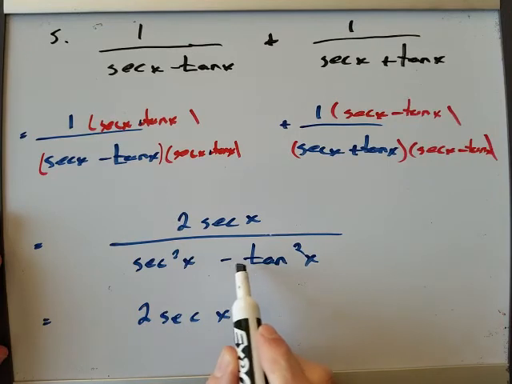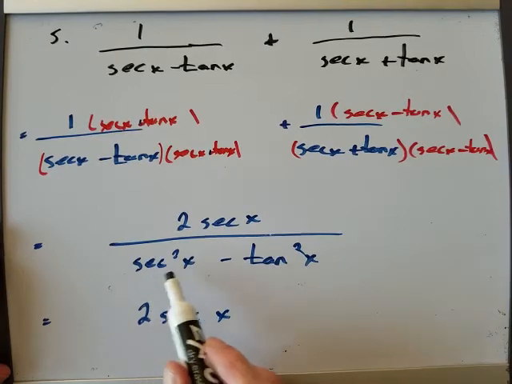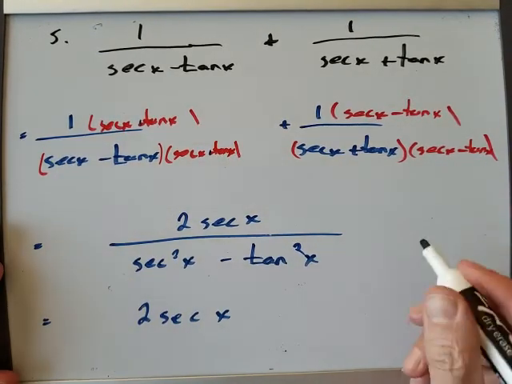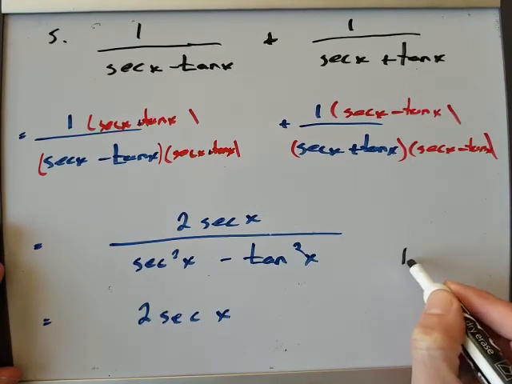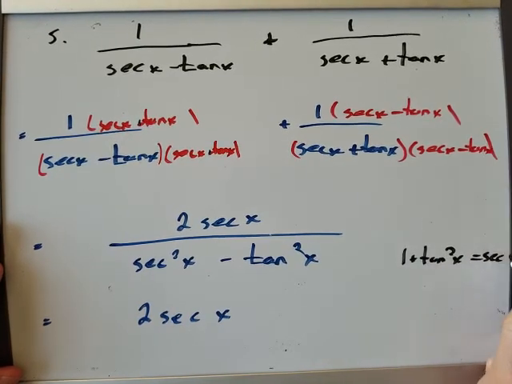The secant squared minus tangent squared. You might be like, well, what the heck are we going to do? I repeat a third time. Once you've memorized the fundamental 8 identities, you will start to see this. This will be eventually jumping off the page, not before you've memorized, but after. And this is an identity. In our identities, we have 1 plus tangent squared is equal to secant squared.